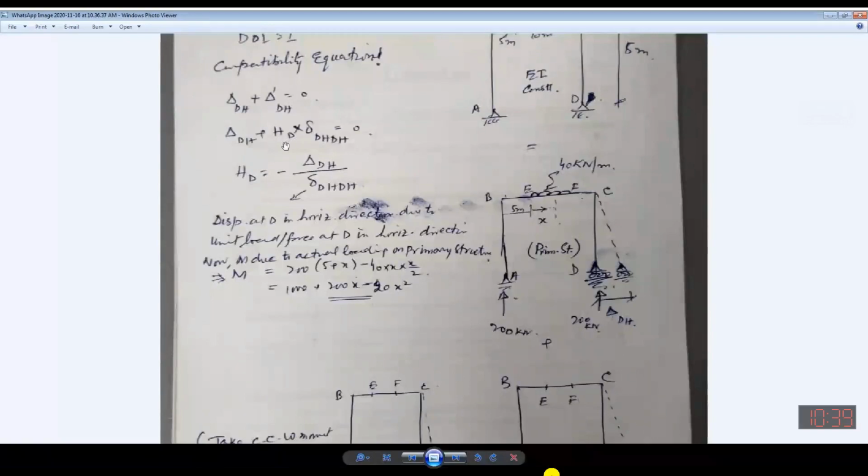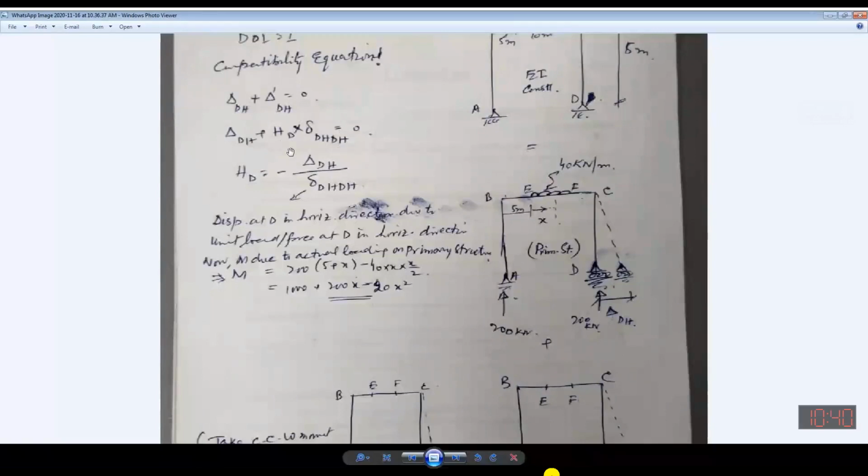Remember? Is it okay? Yes, sir. Okay. So HD, this is the redundant. It will be multiplied with the unit deformation, deformation against unit force. It indicates this is the deflection or displacement at point D in the horizontal direction due to force that has been applied at D in the horizontal direction. This is the description of this subscript.